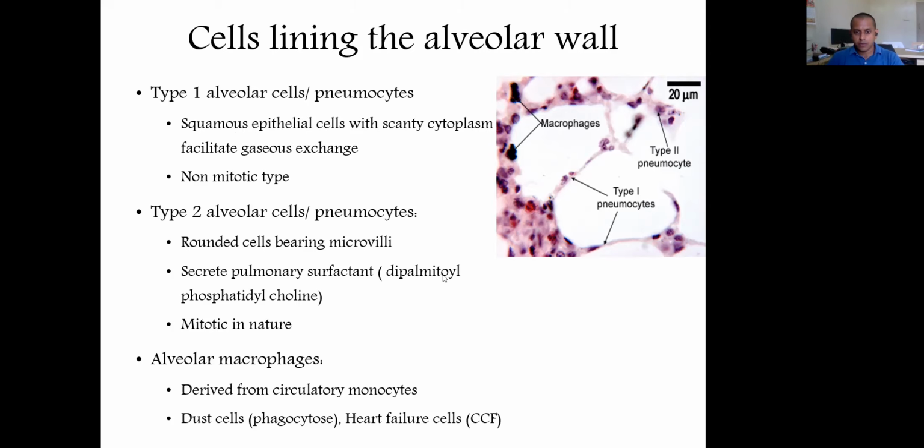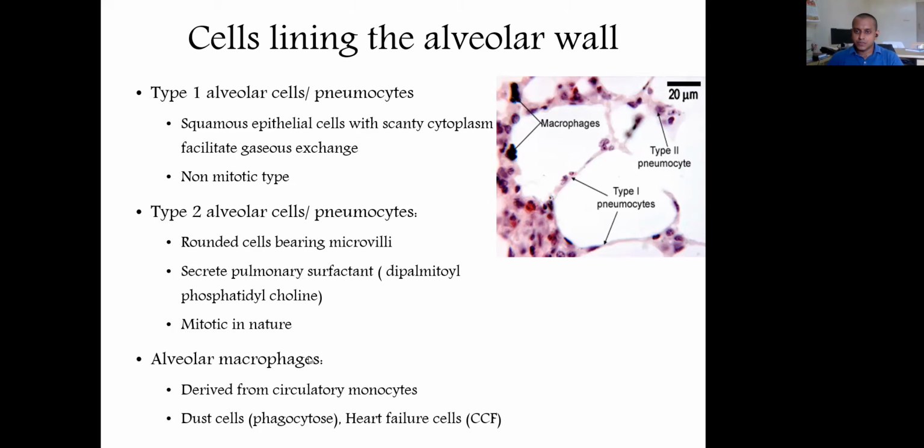This is its chemical formula, dipalmitoyl phosphatidylcholine. This surfactant prevents the collapse of the alveoli. On the surface lining of the alveoli, during expiration, it prevents the collapse of the alveoli. Right? They keep the alveoli patent. So it is produced by type 2 alveolar cells. Please note down, these type 2 alveolar cells are the largest cells. They are rounded cells bearing microvilli, and they produce surfactant.